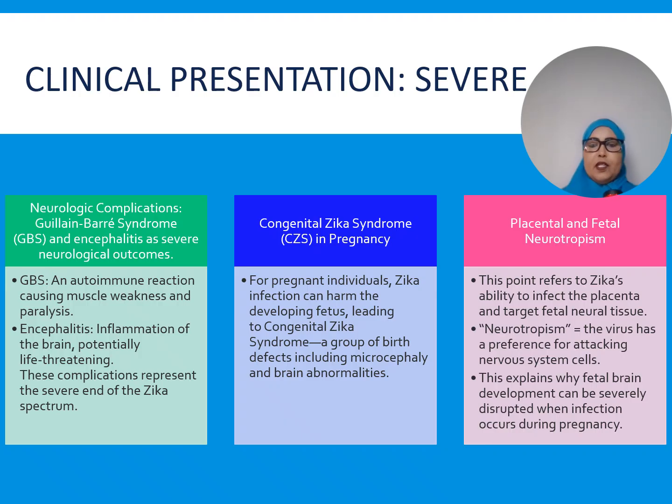This point refers to Zika infecting the placenta and targeting the fetus's neural tissue. Neurotropism means the virus has a preference for attacking nervous system cells. This explains why fetal brain development can be severely disrupted when the infection occurs during pregnancy.